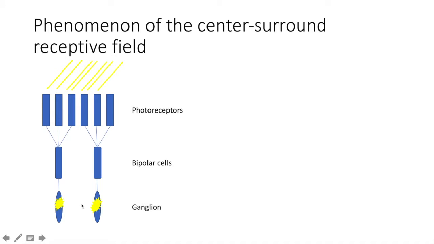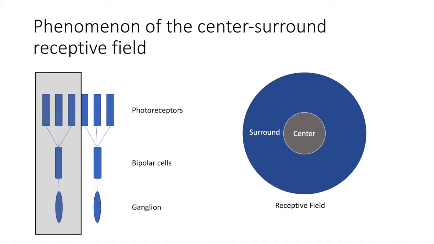And this is where the receptive fields come into play. Anything connected to one ganglion is considered one receptive field. Within that receptive field there are 2 subgroups: one that is the center and those that are the surround. And these refer to certain photoreceptors peripherally to the ganglion.